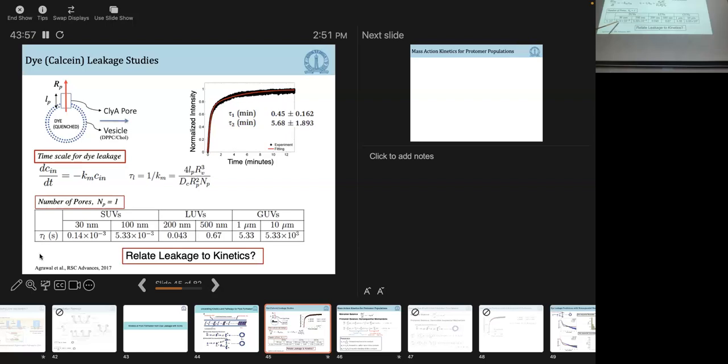Now, if you look at these SUVs, the leakage times are very, very fast compared to the kinetics of pore formation, right? So if you study SUVs, you'll actually be tracking the pore formation kinetics and not the leakage. Leakage is instantaneous. What's determining the whole process is the pore formation time. This is what we use to glean out the pore formation kinetics.